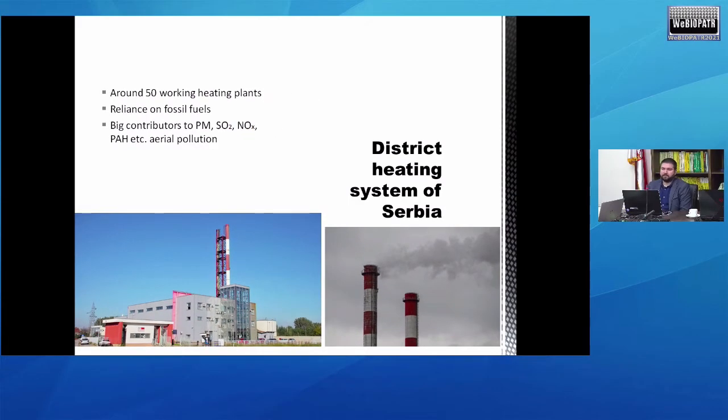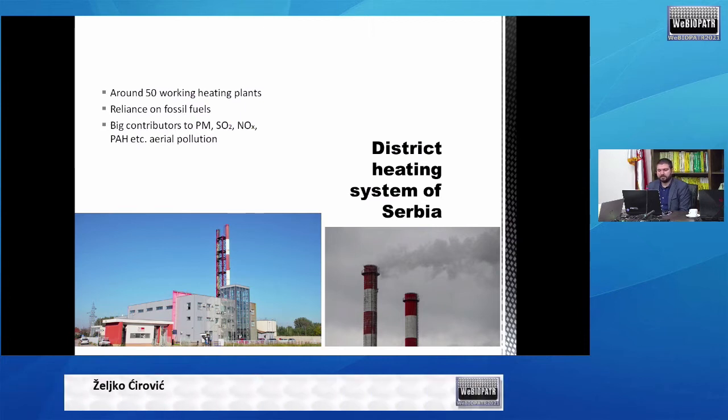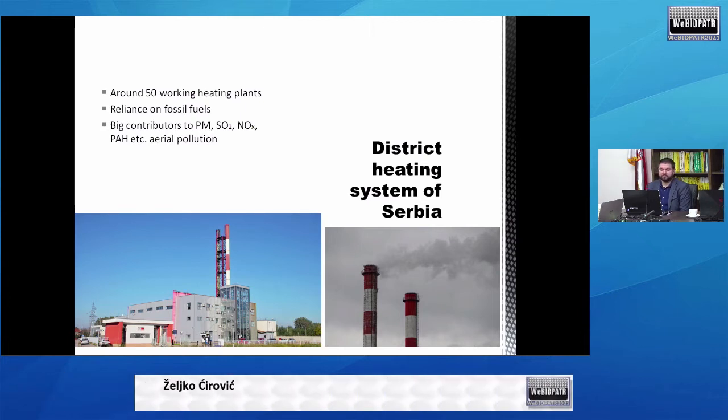Regarding heating plants, we all know that they are mostly powered by fossil fuels. Heating plants and district heating systems are present all over Europe, and they are big contributors to the air pollution of the surrounding areas. In Serbia especially, the heating plants are very near the cities they are providing heating energy for, and they make big contributions to the PM concentrations, the SO2 and NOx concentrations, etc.